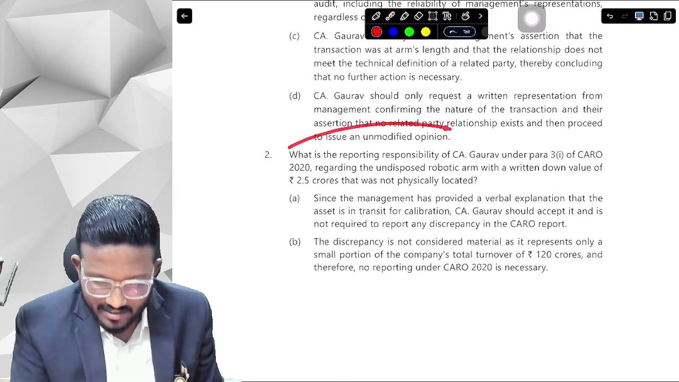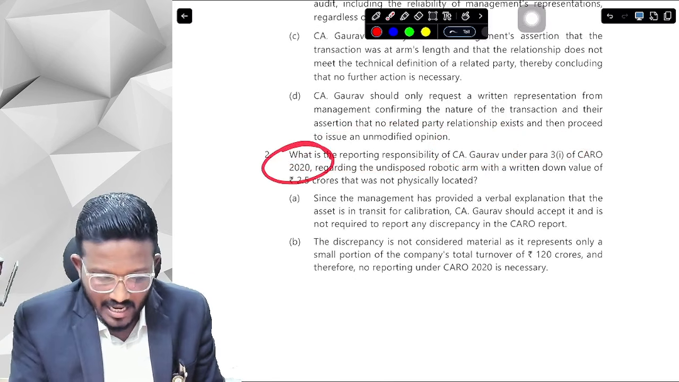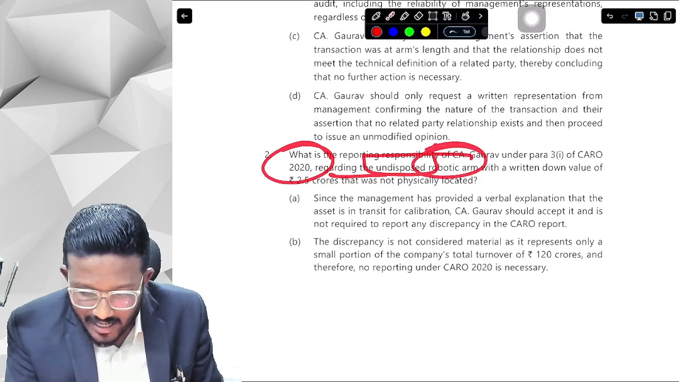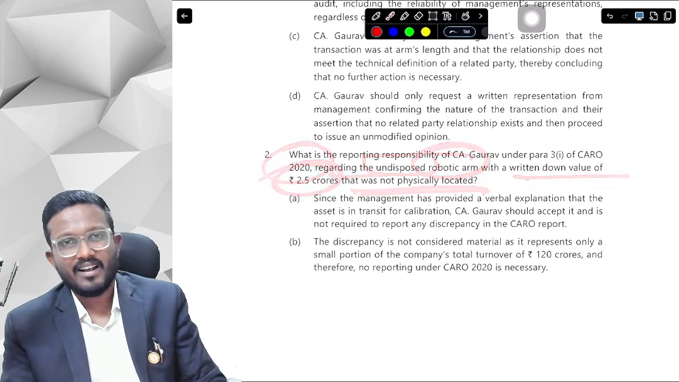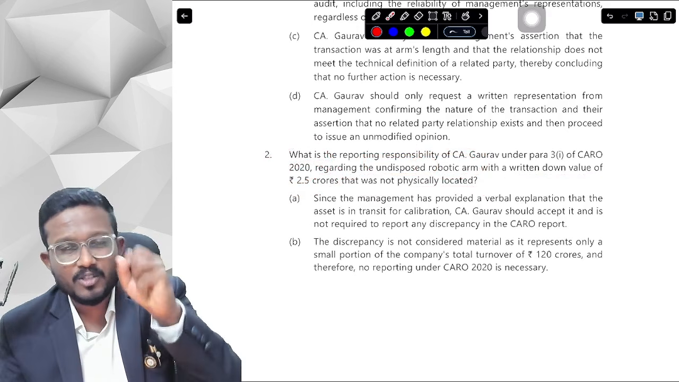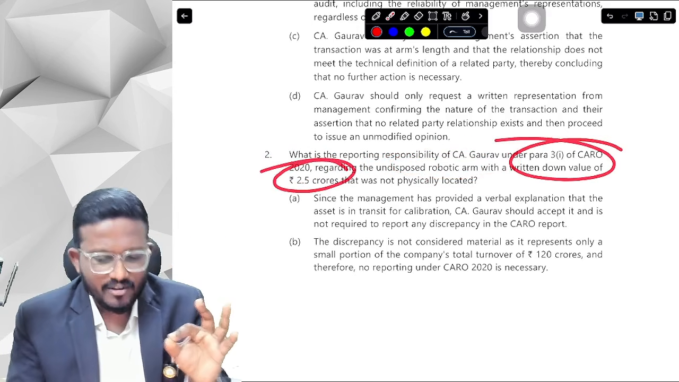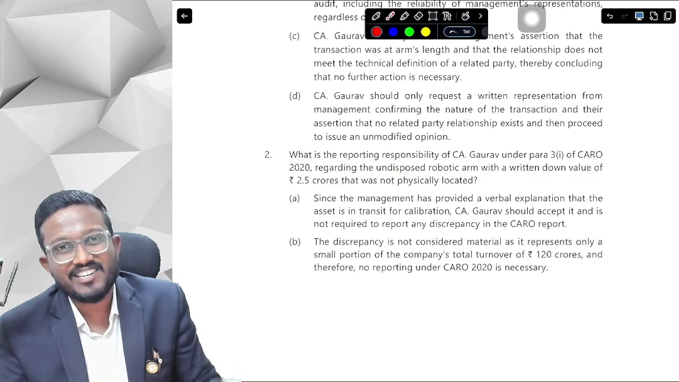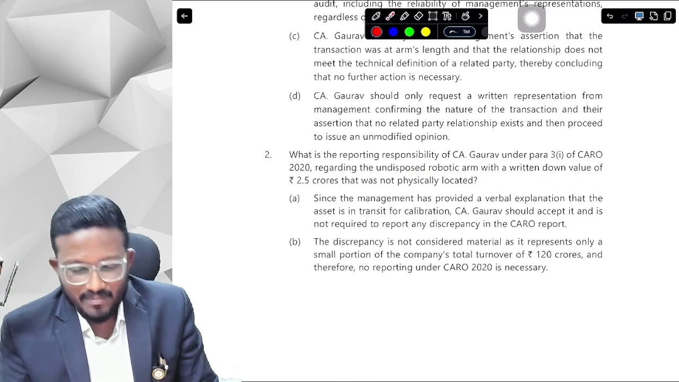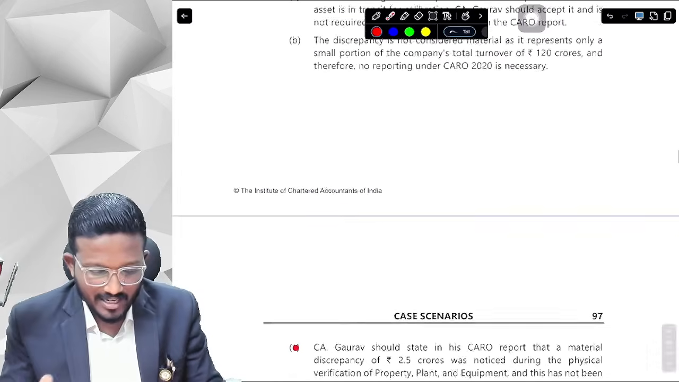Let's discuss MCQ number 2. What is the reporting responsibility of the auditor as per para 3.1 of CARO 2020 regarding the undisposed robotic arm with a written down value of 2.5 crore that was not physically located? So there is an undisposed robotic arm. Basically it is PPE, which has a value of 2.5 crore, and we are not able to find that PPE in physical verification. While doing physical verification of PPE, we are not able to find the PPE of 2.5 crore. Now, what is our reporting responsibility? How should we report it?